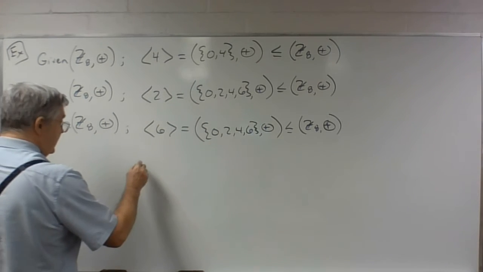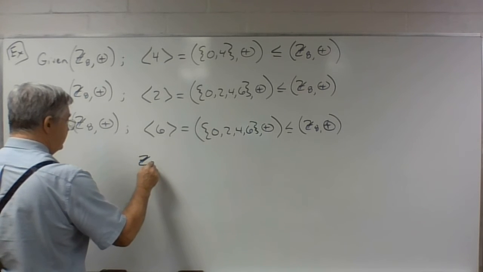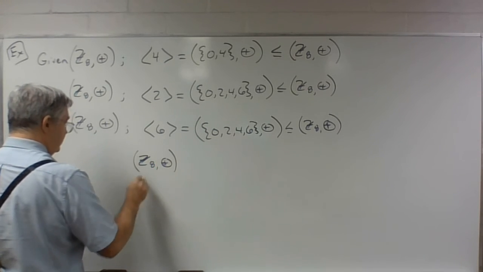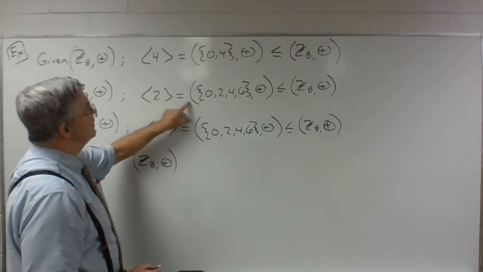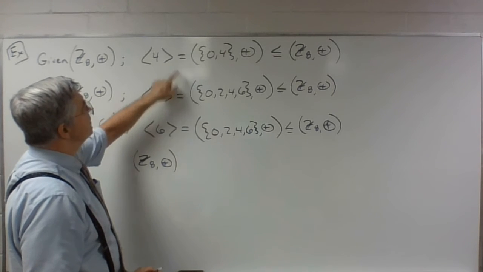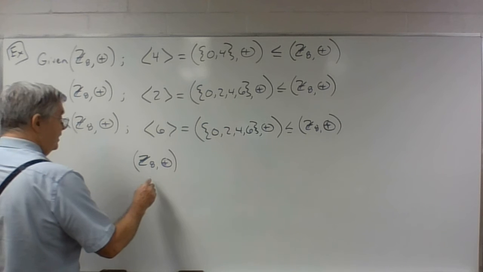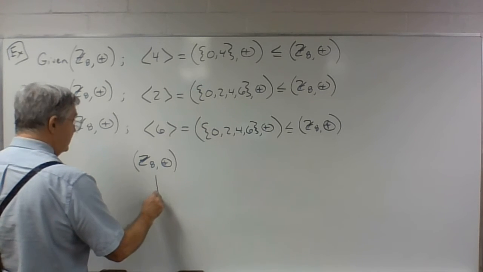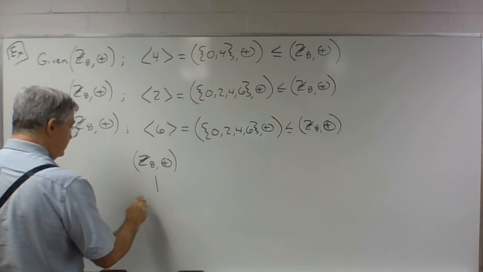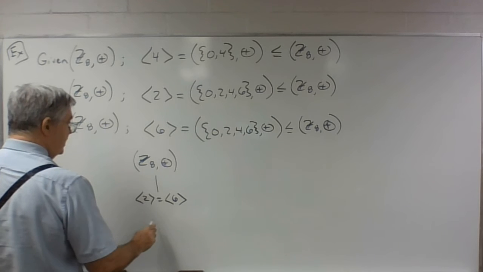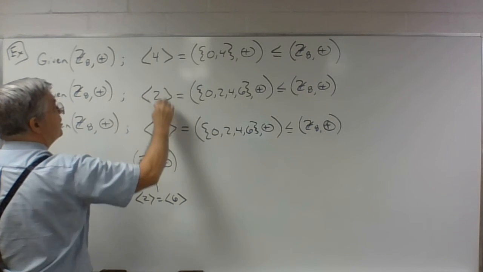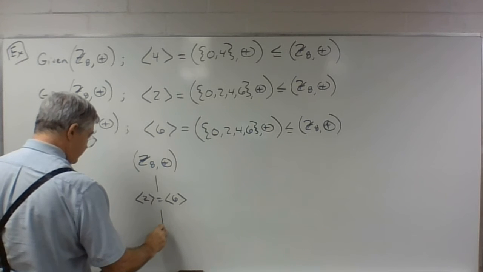So let's see, what would our lattice diagram look like? Z8, here's the parent group. And wow, these two are the same. And this is a subgroup of these two. Okay. So let's see. The group generated by 2 is the same as the group generated by 6. And the group generated by 4 is a subgroup of this.